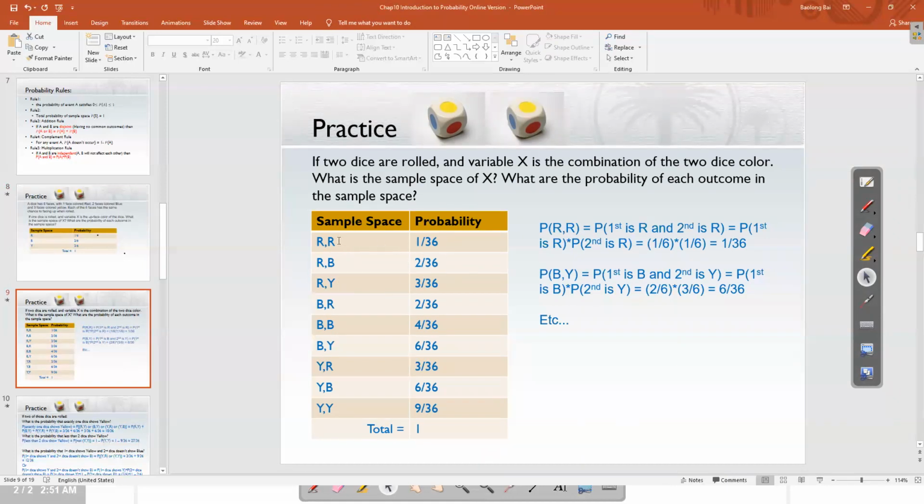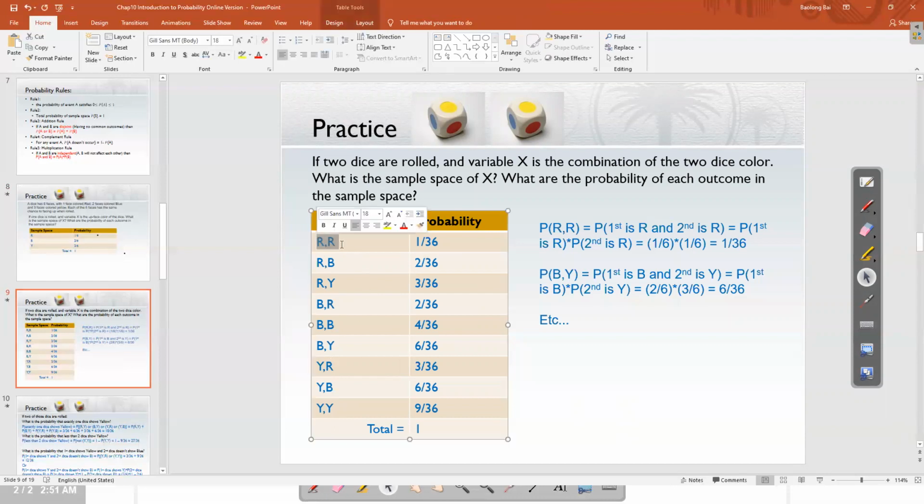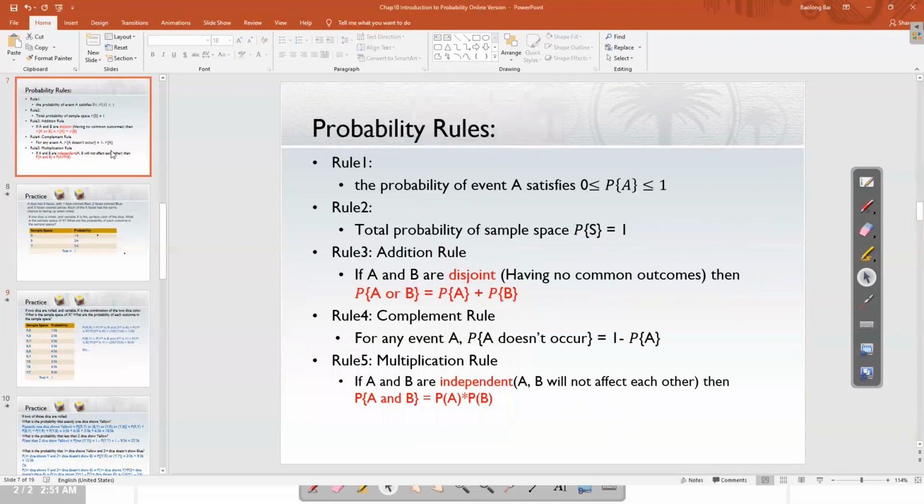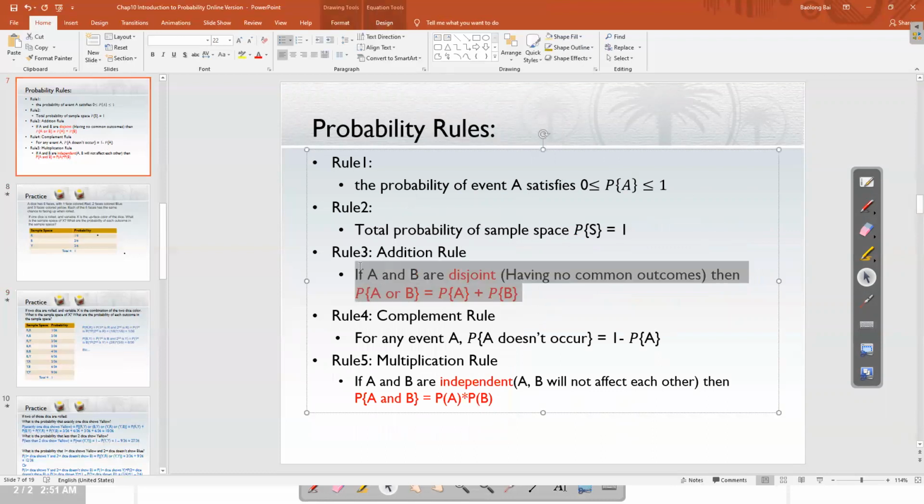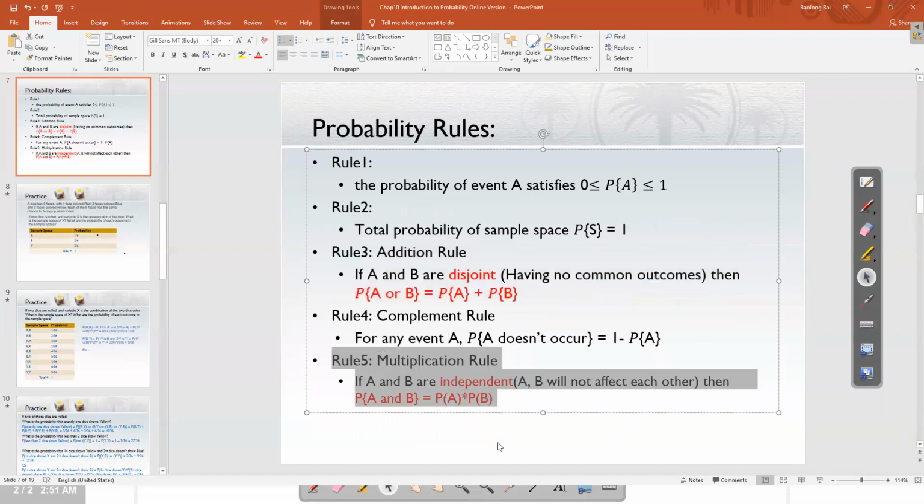Now, how do I find the probability of each individual outcome in the sample space? So for example, what's the probability of red and red? Here we need to use the probability rules we learned, right? Most commonly we need to use the addition rule and the multiplication rule. The key thing is you need to identify what will be the connecting word in the complex event. Is it or is it and?